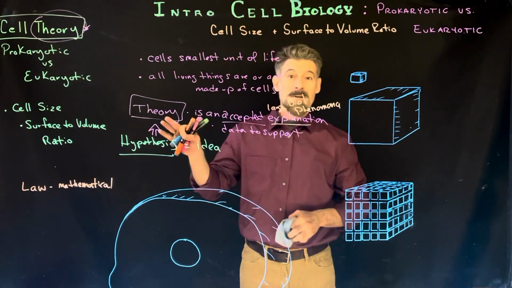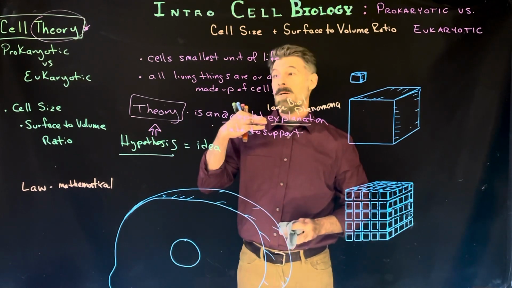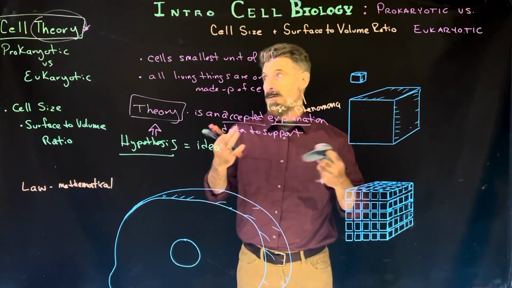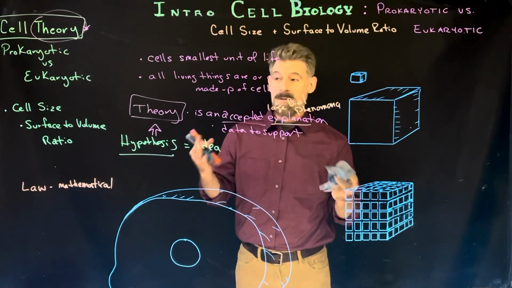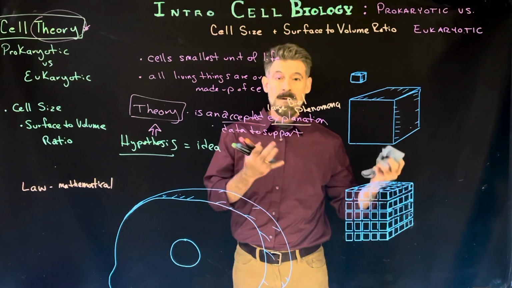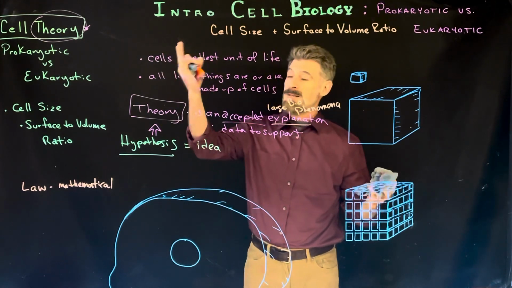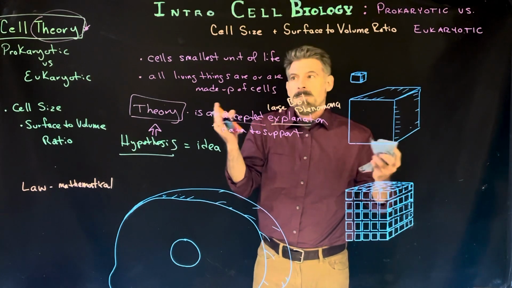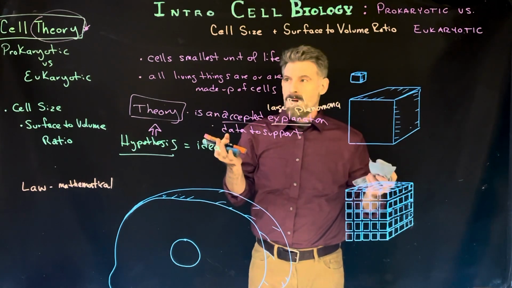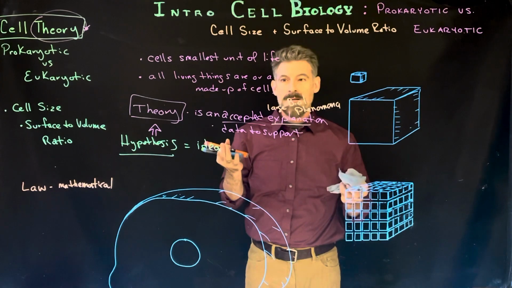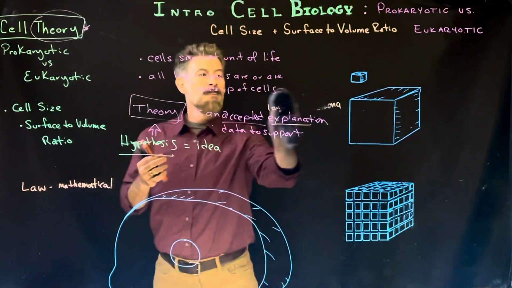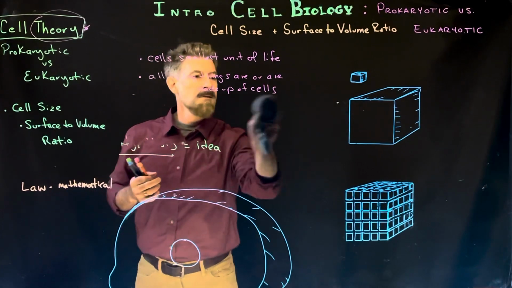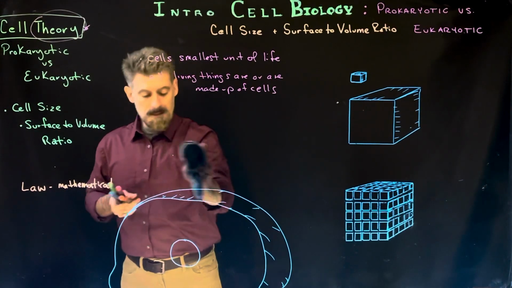So there are theories in biology that are constantly being retested and reevaluated, but when we find that we can't disprove them, we accept them, and they are the explanation that we go by. So when we talk about cell theory, it's not just an idea that all living things are made up of cells. They are, or the smallest unit of life is a cell. The last part of it is all cells come from other cells.